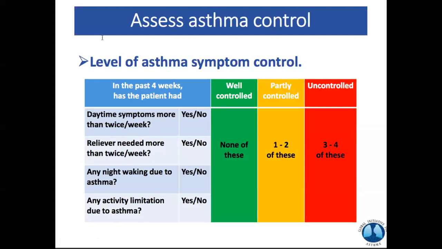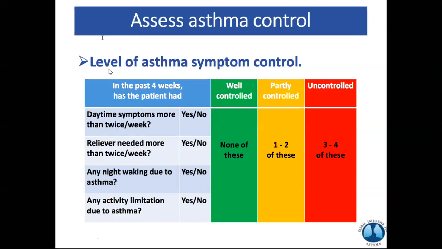So if he doesn't have any daytime symptoms more than 2 times per week, if he doesn't need salbutamol more than 2 times per week, and he doesn't wake up in the night for the whole week, and he works normally, he doesn't have any activity limitation, then he is well controlled. Otherwise, he is partly controlled or uncontrolled. Avinash, can you repeat that? Very important 3 points, I think.